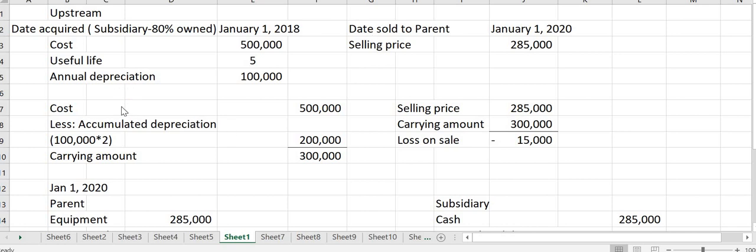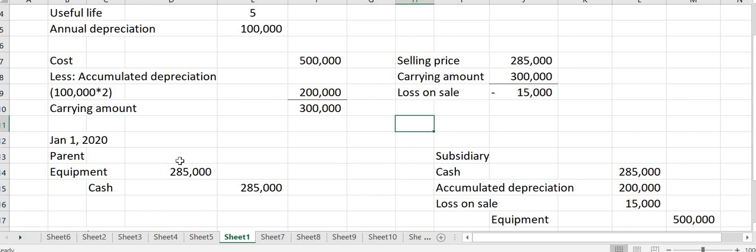So the cost of the property is 500,000 and the accumulated depreciation is 200,000, since it's 2 years after the equipment was acquired. Then the carrying amount is 300,000. The selling price is 285,000, but its carrying amount is 300,000. We have a loss on sale of 15,000. Since this is an upstream transaction, the selling affiliate is the subsidiary. So the parent, being the buying affiliate, will record the acquisition by a debit to equipment equal to the payment to the subsidiary, the purchase price, which is actually 285,000.